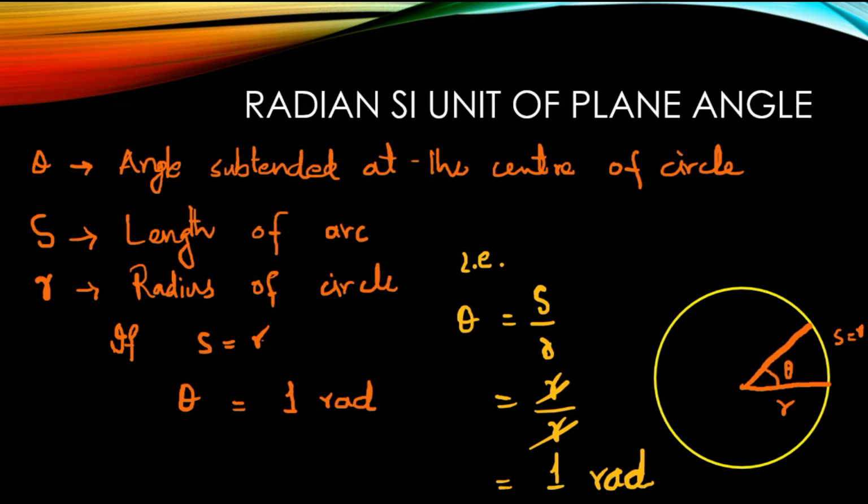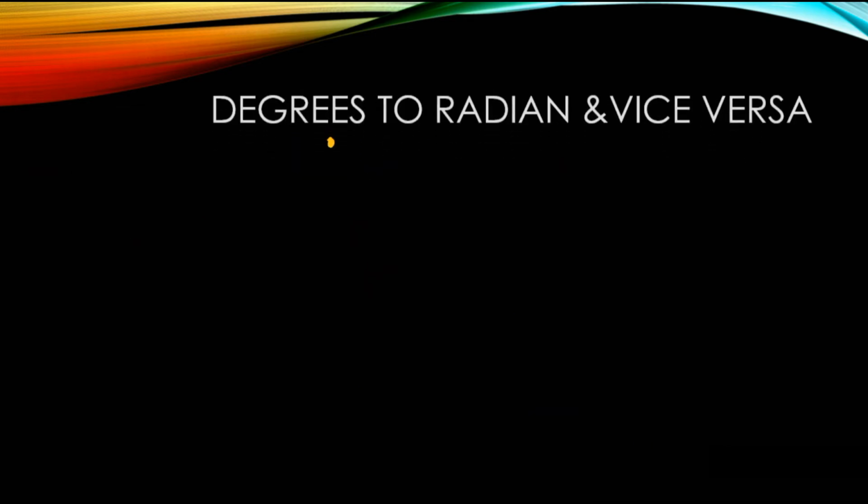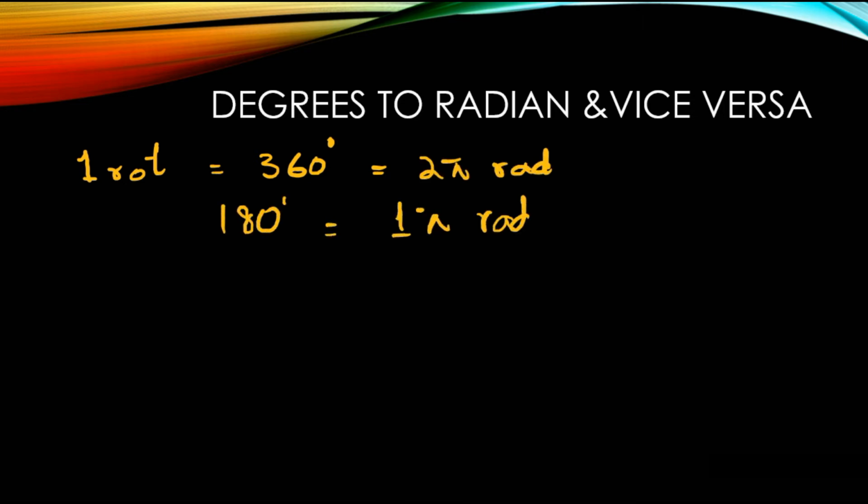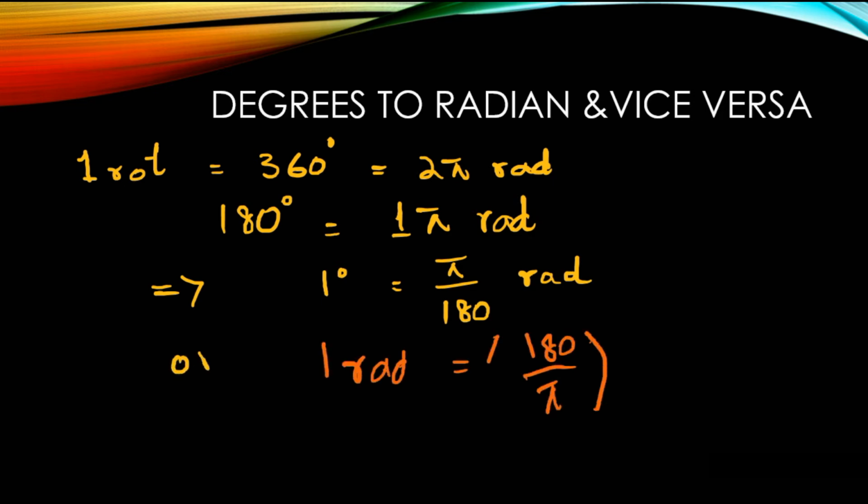Now we will observe how to convert degrees to radians and radians to degrees. As we know, in one rotation there are 360 degrees, that is 2 pi radians. If we take 2 common from both sides of the equation, we get 180 degrees equals pi radians. 1 degree becomes equal to pi by 180 radians. And similarly, 1 radian equals 180 by pi degrees.